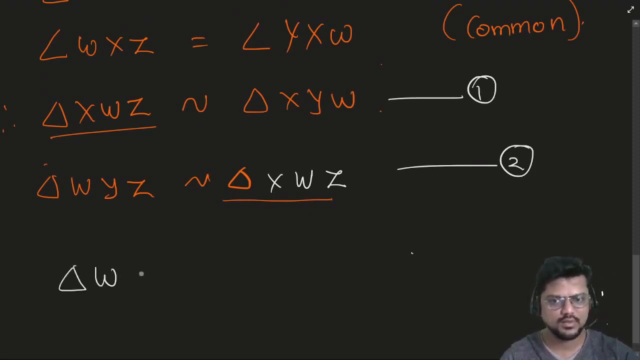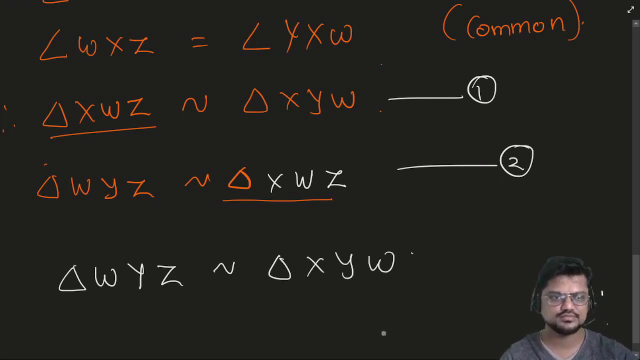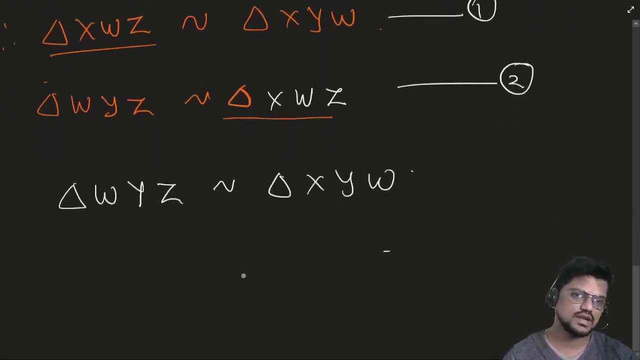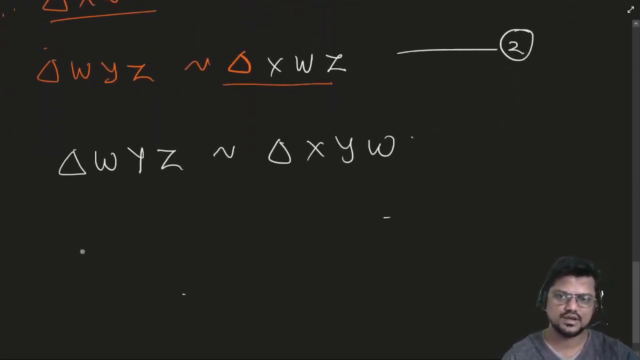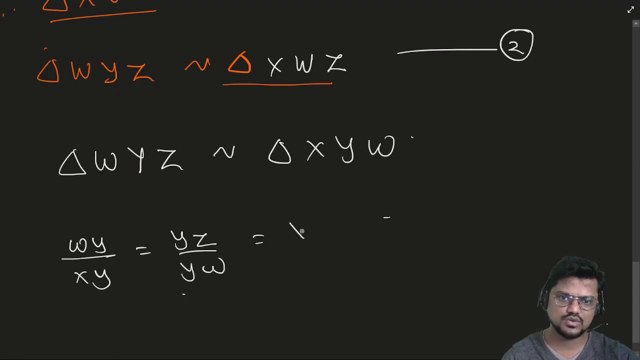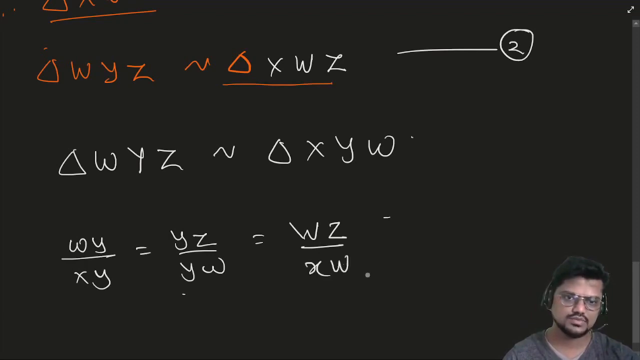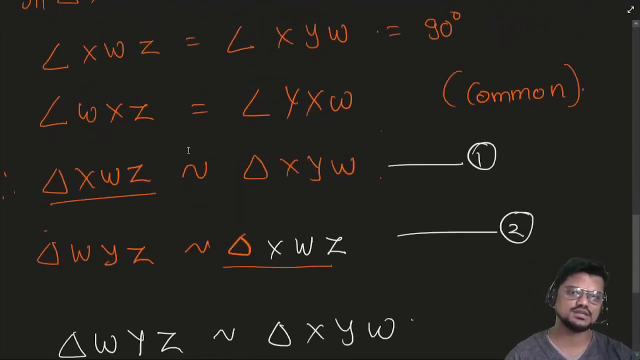Therefore, triangle WYZ will be similar to triangle XYW. Now, if these two triangles are similar, what can I say? WY upon XY will be equal to YZ upon YW will be equal to WZ upon XW. Fine. Now let us take the triangle.